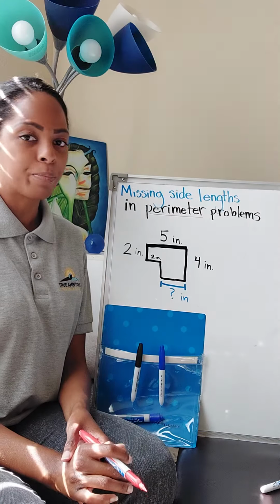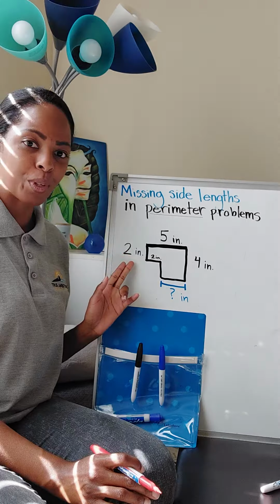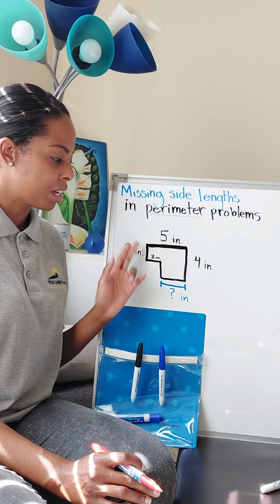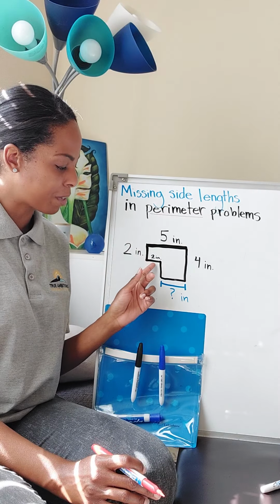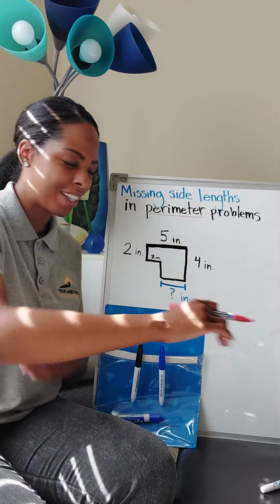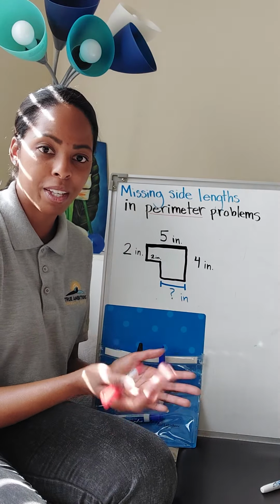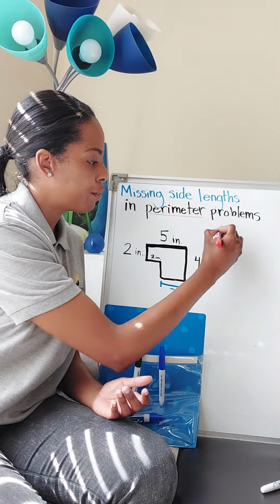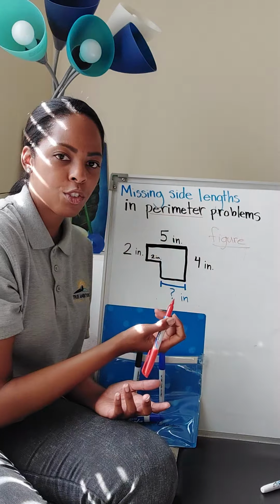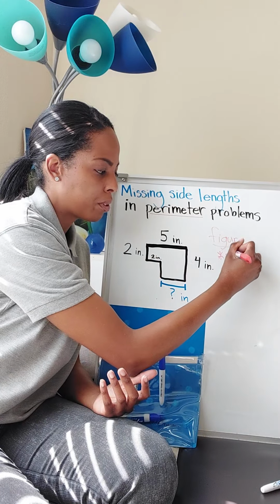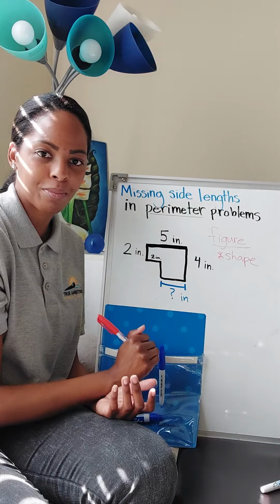So in today's problem, we are going to use what we do know. We know the side length of the left, we know the measurement on the right, and the top, and then this measurement up here, like in the armpit of this figure. A figure is just another word for a shape. So when you see that word figure on your homework or on the test, it just means that we're talking about a shape, okay? And this is the only figure or shape on the page, okay?